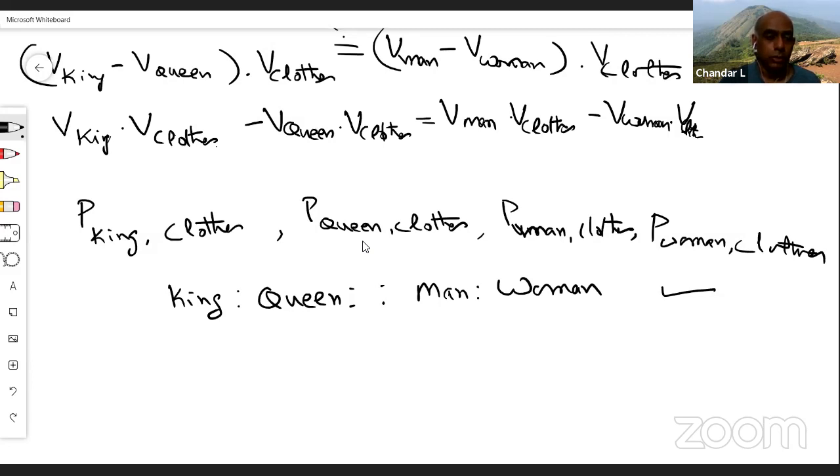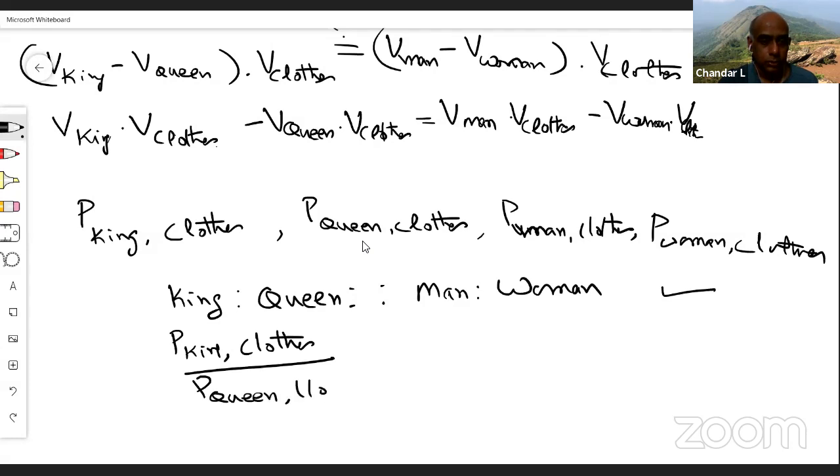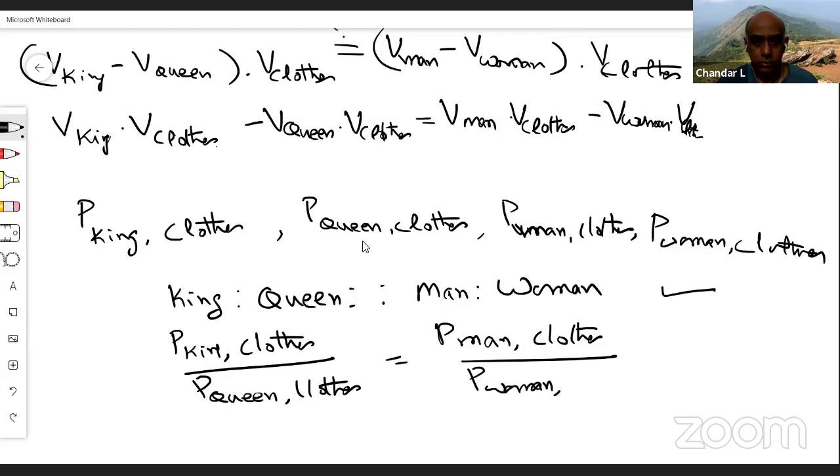Now, what does it say about probabilities? Whenever we have king is to queen as man is to woman, we expect P(king, clothes) divided by P(queen, clothes) to be equal to P(man, clothes) divided by P(woman, clothes).